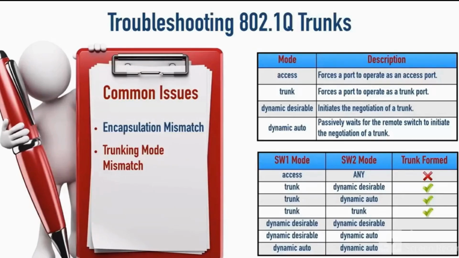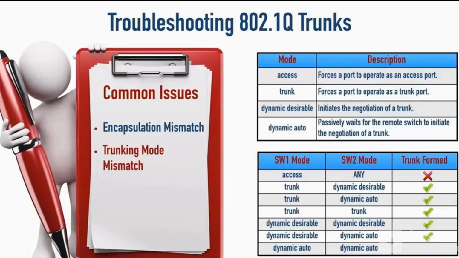And if both sides are set to dynamic desirable, they're each sending out DTP frames and the other side responds, and yeah, a trunk's going to be brought up. And if one side is set to dynamic desirable and the other side is set to dynamic auto, yes, a trunk will be brought up here as well because the desirable side is going to send out the DTP frame and the auto side will respond to that.